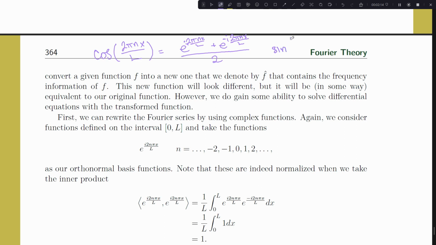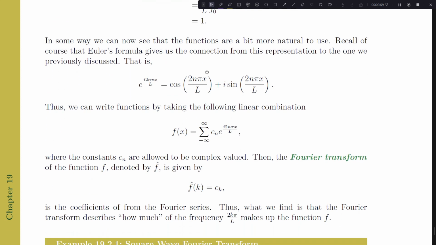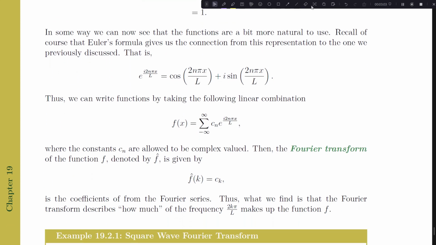And we have a similar property with sine, where you can write sine of 2 pi n x over L as e to the I 2 pi n x over L minus e to the minus I 2 pi n x over L, divided by 2I. Okay, so recognizing these properties of cosine and sine lets us rewrite the Fourier series from our last section, where we had both cosines and sines. We're going to now rewrite them as exponentials. And in doing so, we recover a Fourier series which looks like this.